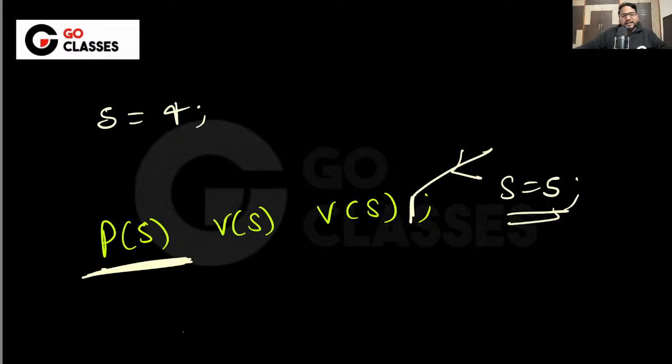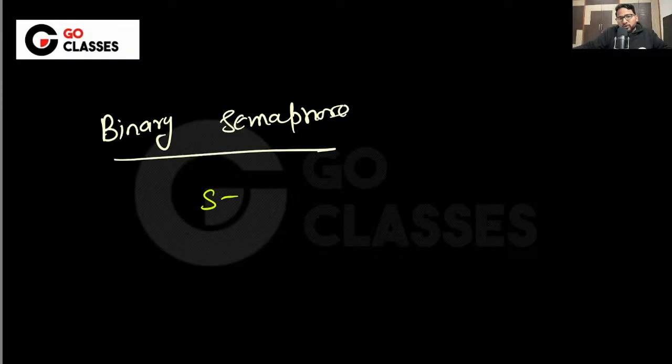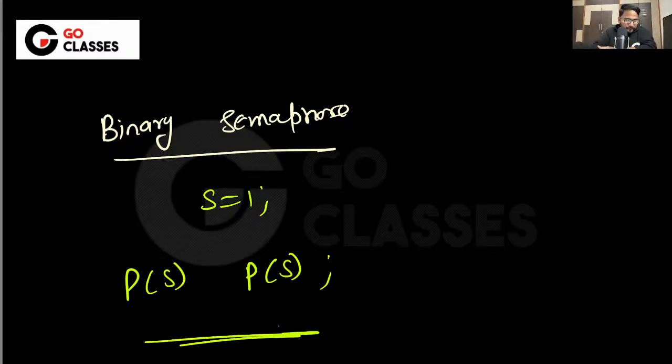Now let's take something a little more interesting. Suppose it is a binary semaphore. Suppose S equal to 1. After 2 P, what is the value of S? What is the value of S you are going to get?